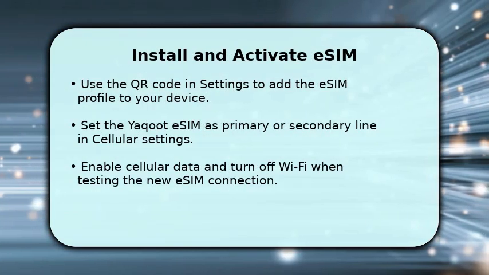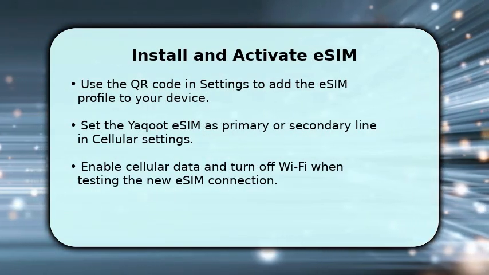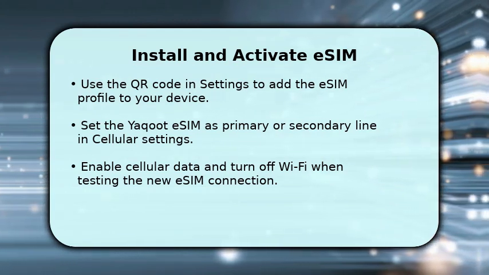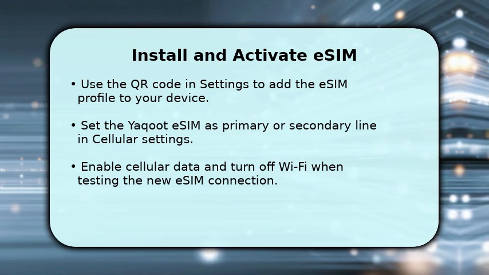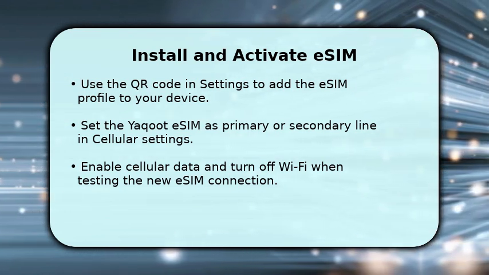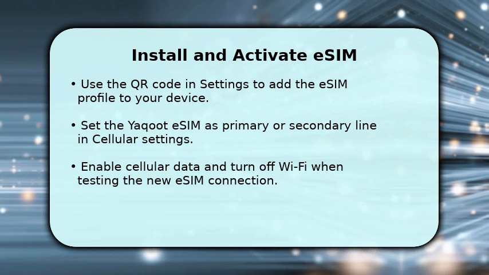Use the QR code in settings to add the eSIM profile to your device. Open Settings, go to Cellular, then choose Add Cellular Plan and scan the QR code provided. Follow prompts to label the line and assign it as primary or secondary depending on your needs.